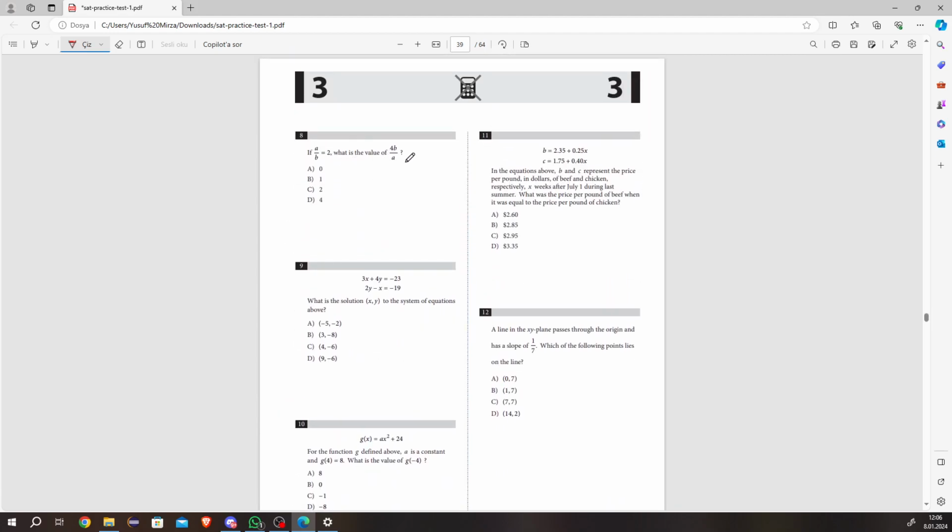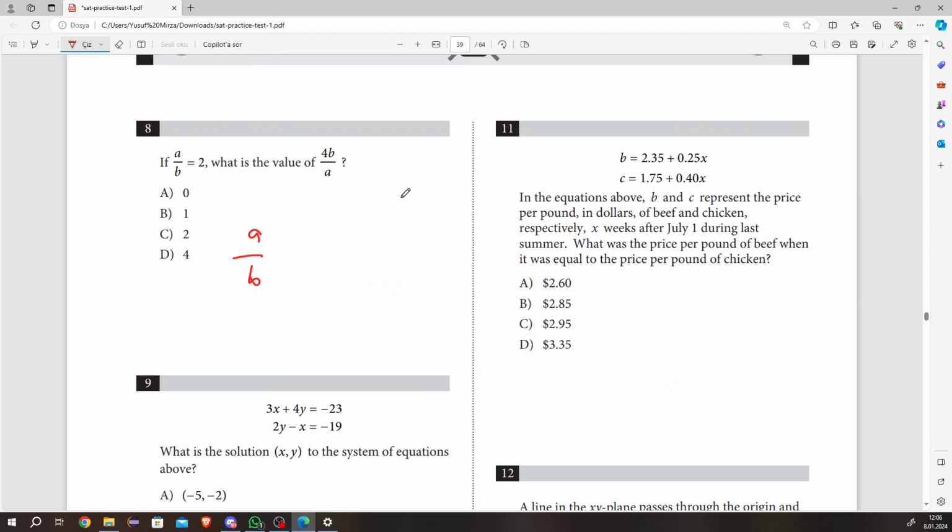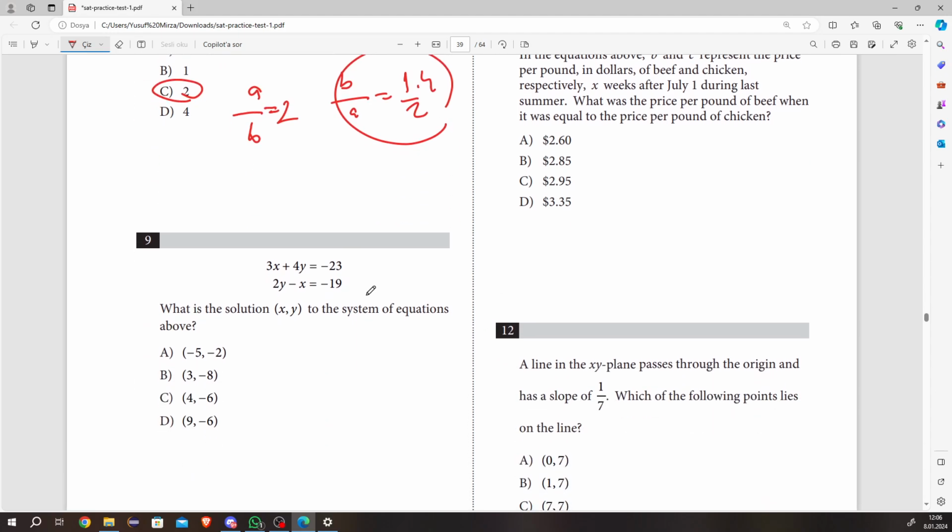If AB is the value, okay, AB, let's zoom in. AB is 2, and we can say BA is 1 divided by 2, and then simply multiply with 4. What's the solution to the system of equations above? We can multiply with -2, and if we do the math, let's do it.